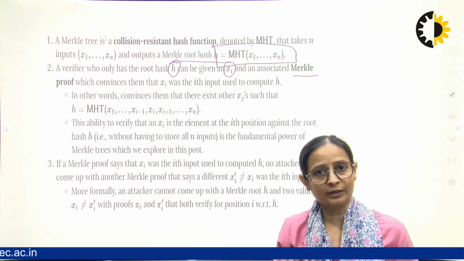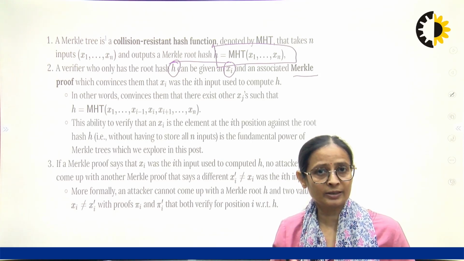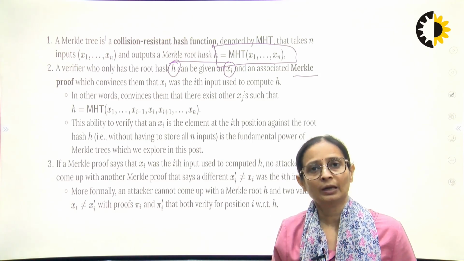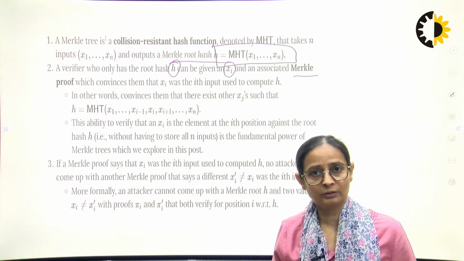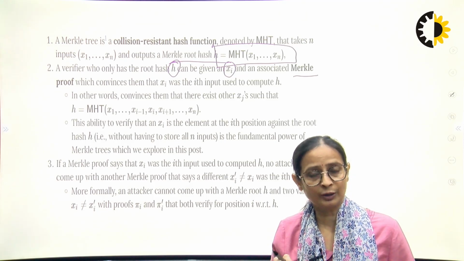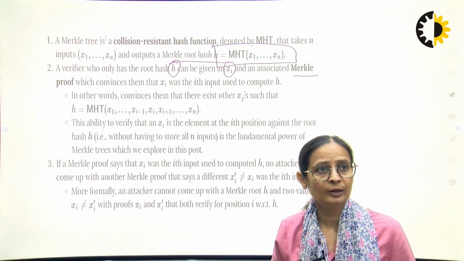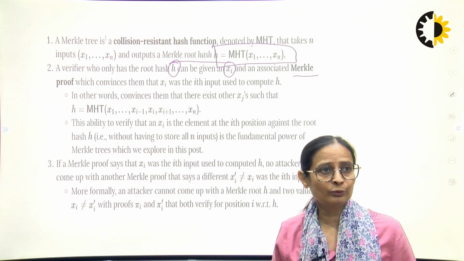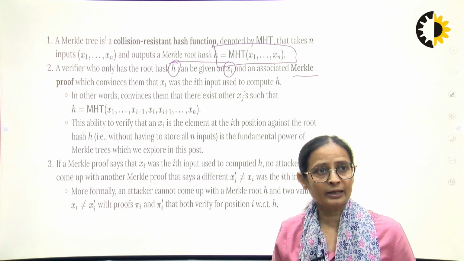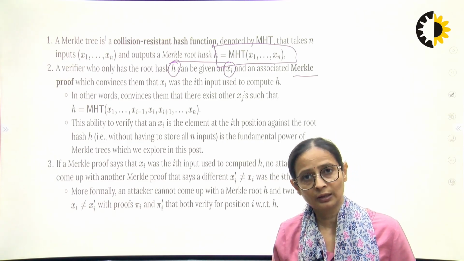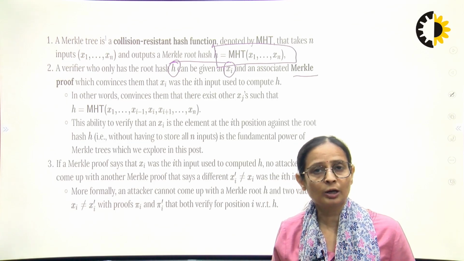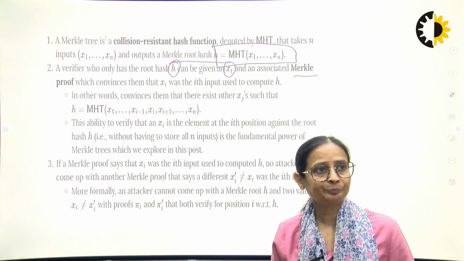If I am provided with these three values, that is, I have the root hash value, I have the transaction or the Xi value, that is one of the leaf node values, and I am also provided some Merkle proof. Now this Merkle proof convinces that Xi was the ith input which has been used to compute the root hash H.